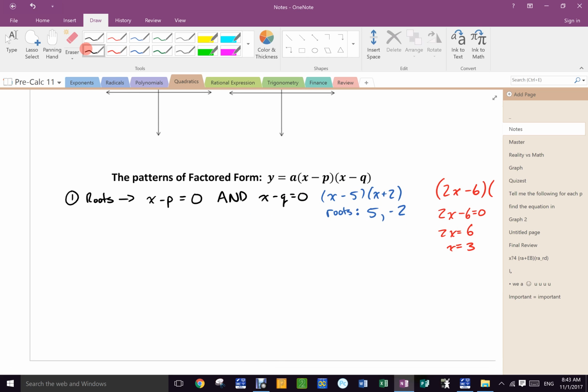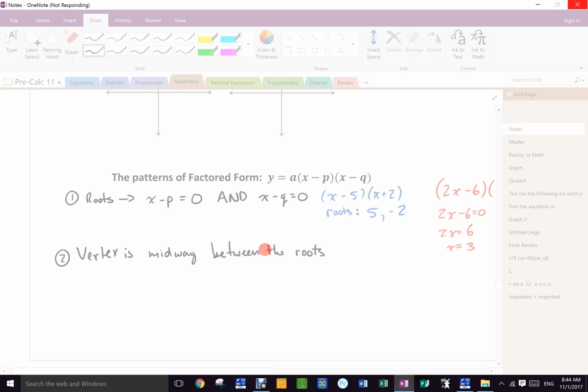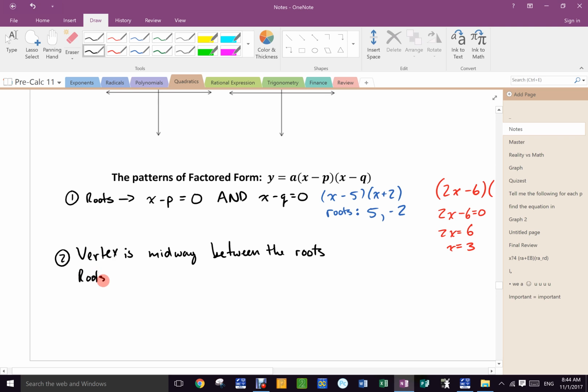Okay. What's the second thing factored form tells us? Max figured that out. He said it's the vertex is midway between the roots. Actually, no, it's not the vertex. Well, yeah, it is the vertex. The vertex is also there, though, isn't it? But from the roots, the roots only give us the axis of symmetry.